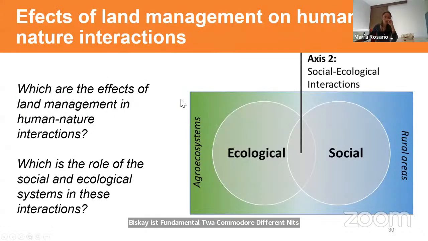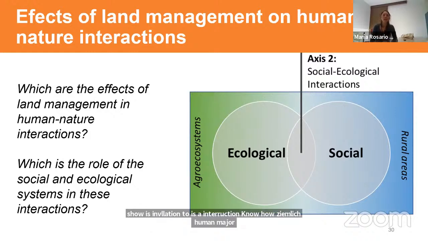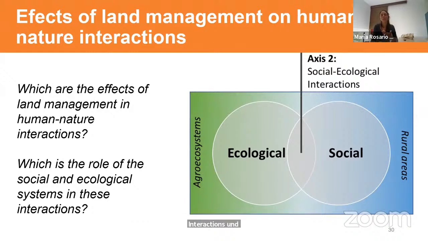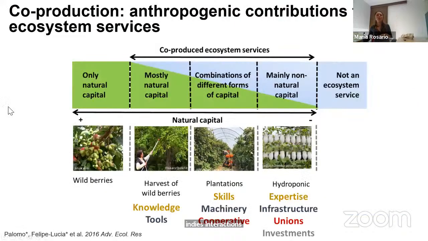So the second aspect of my research that I wanted to show is in relation to this interaction, how land management is affecting the human-nature interactions. And here I questioned which are these effects and which is the role of the social and the ecological systems in these interactions. And this is interesting because I'm going to introduce a new concept now, which is the concept of co-production. And this refers to the anthropogenic contributions to ecosystem services.